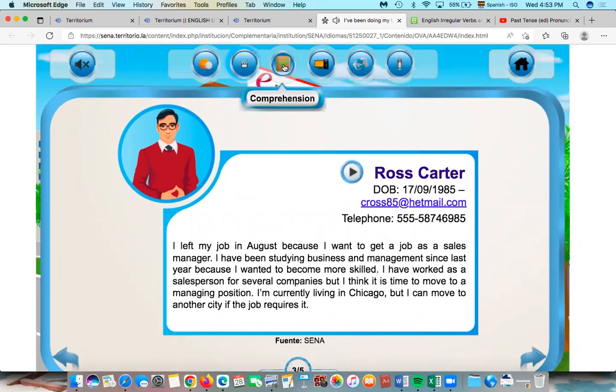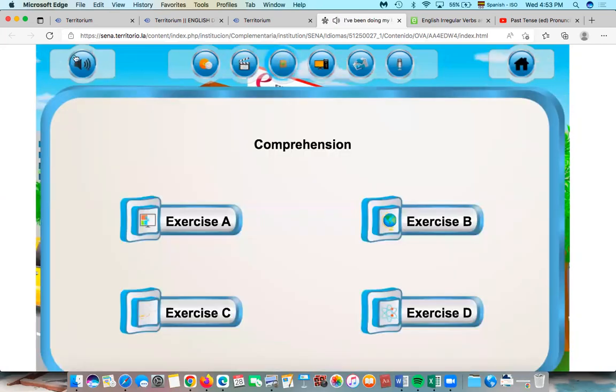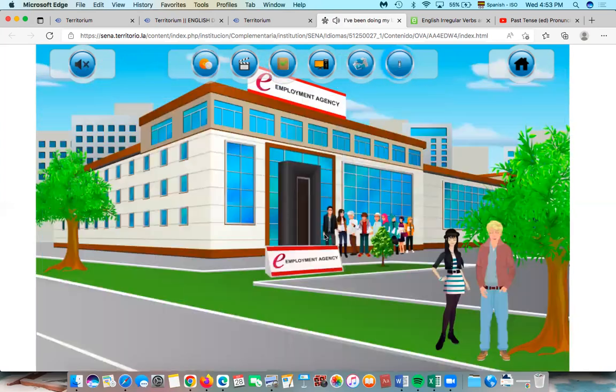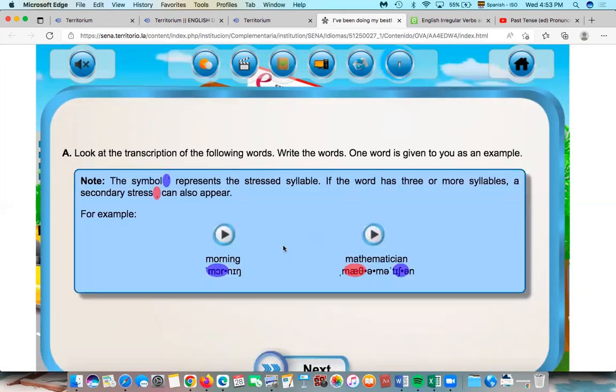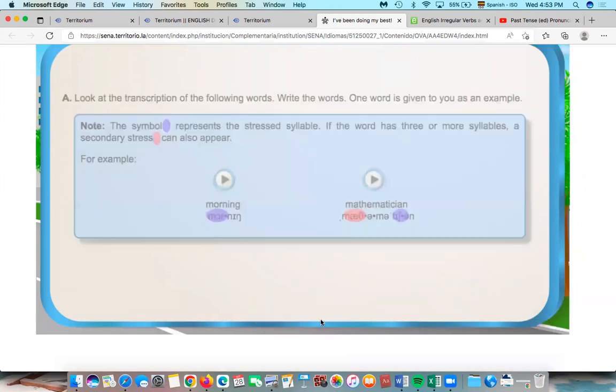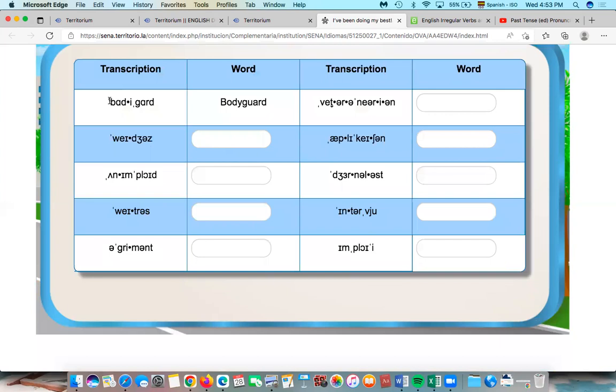In the comprehension part, you're going to answer some questions about this contextualization. And in practice 1 and practice 2, you're going to do some exercises about vocabulary and structure. And finally, we have pronunciation practice, that you will get to cover. They want you to understand the phonetics, which can be tricky sometimes, but they are giving you here the phonetics.